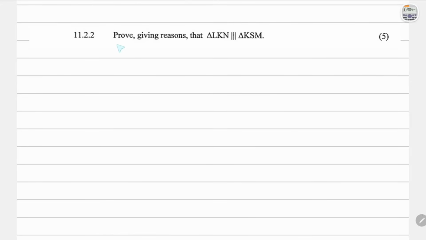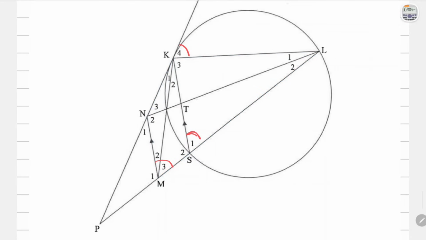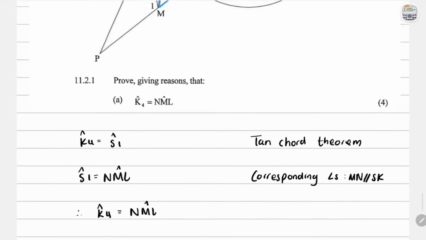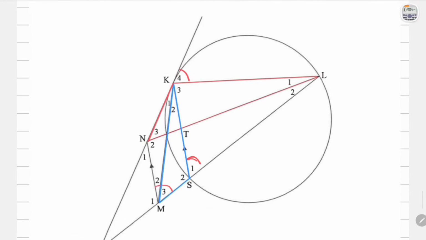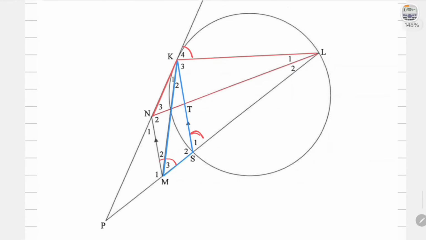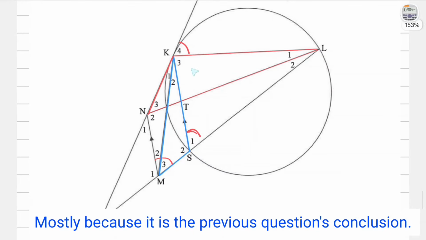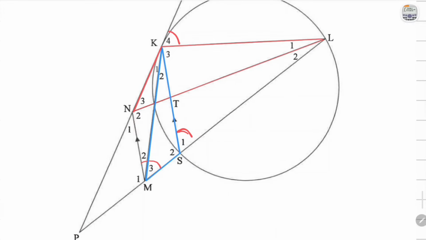Question 11.2.2 asks us to prove, given reasons, that triangle LKN is similar to triangle KSM. So let's go ahead and highlight those triangles in our diagram. Remember that we have already proven that the shape KLMN is a cyclic quad. So we're going to focus on that as a cyclic quad because it's just going to give us more information and more room to make angles equal to each other. So if that shape is a cyclic quad, let me highlight it.